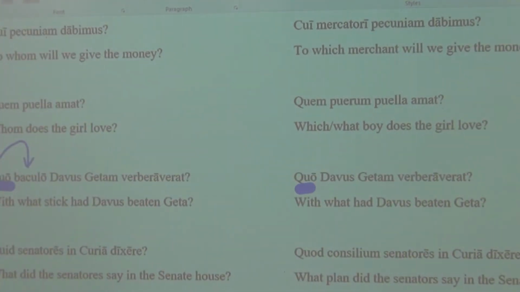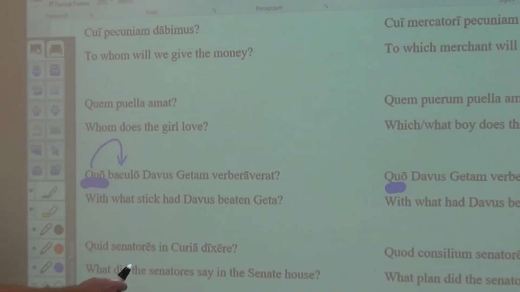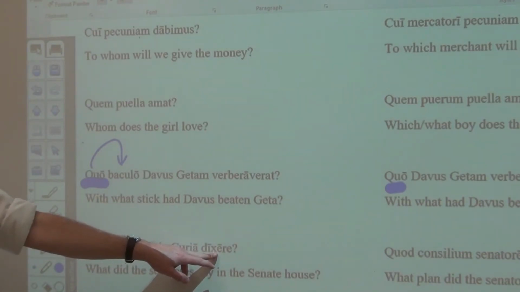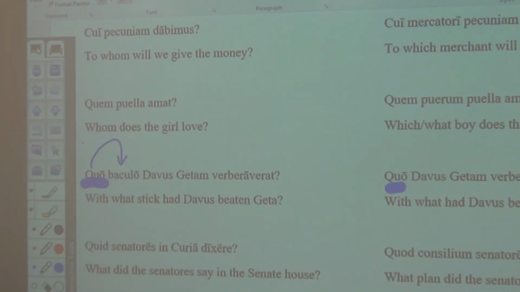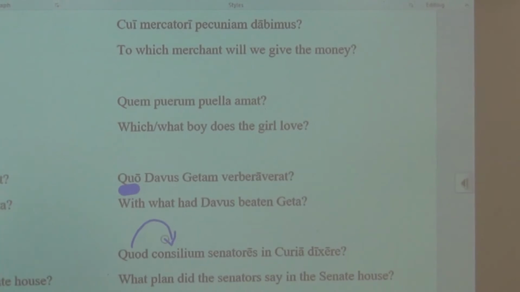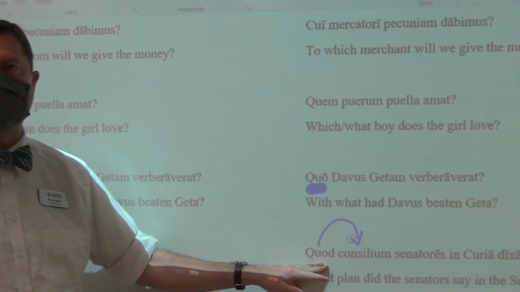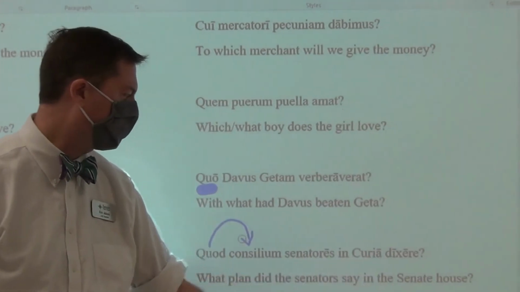And then finally, let's consider the quid of the neuter, nominative or accusative. Quid senatores in curia dixere? What? Quis means who, quid means what. What did the senators say? Remember the alternate ending for dico, dicere, dixi, perfect stem dix: ere is the same as erunt. What did the senators say in the curia versus quod concilium? If it is the pronoun, quid; the adjective, qui, quae, quod, same as the relatives. What plan did the senators say in the curia?